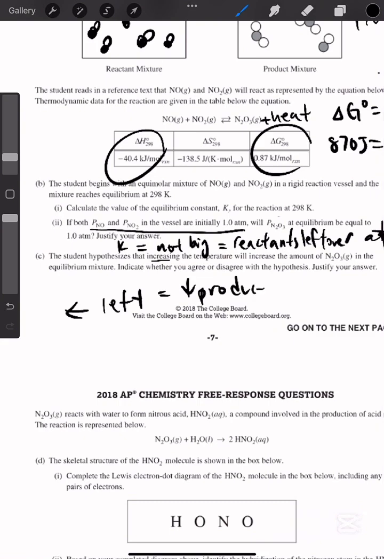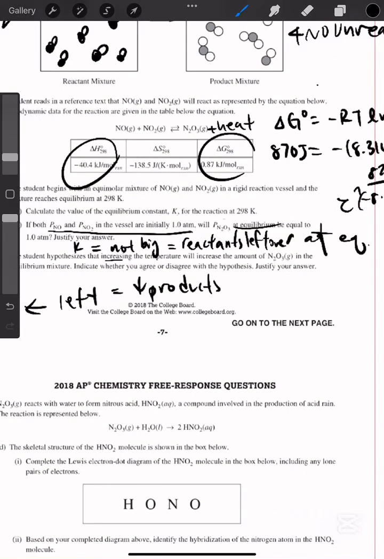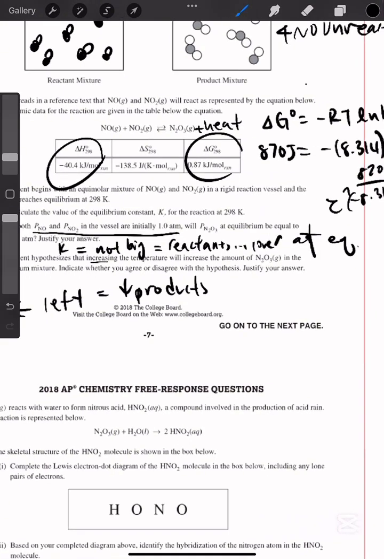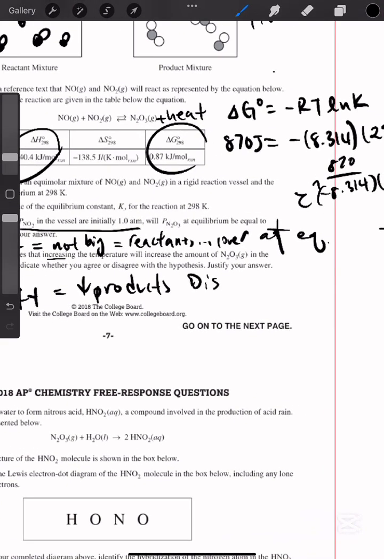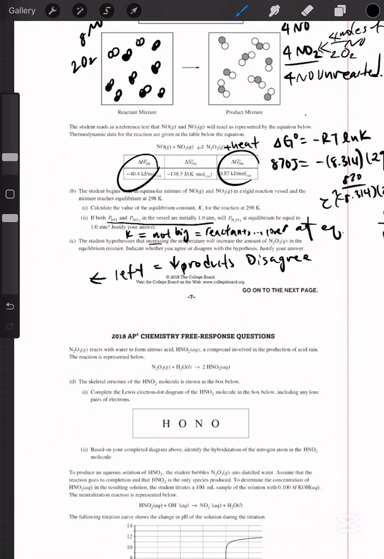Since heat is a product, increasing it would shift the equilibrium left, which means a decrease in the amount of products. So you would say disagree, because it wouldn't increase the amount of N2O3, but actually decrease it.